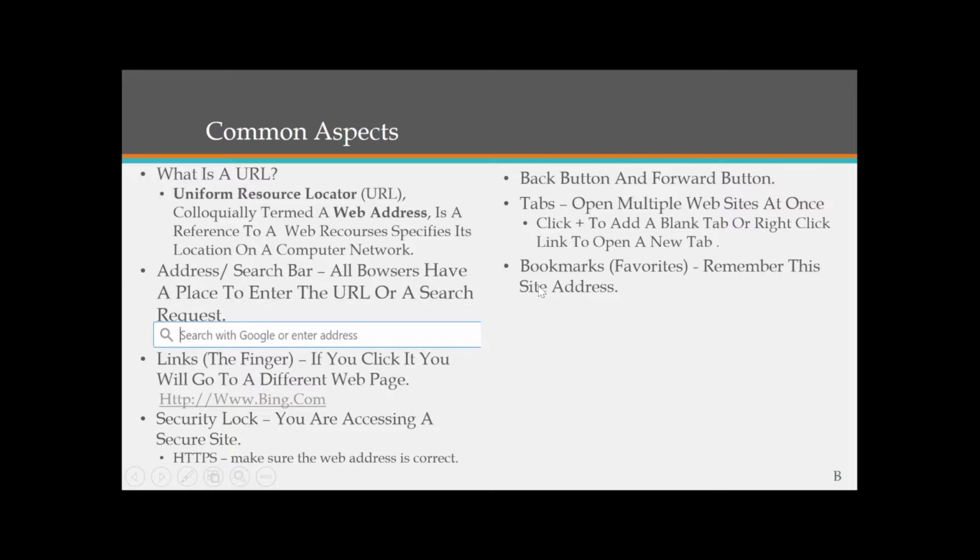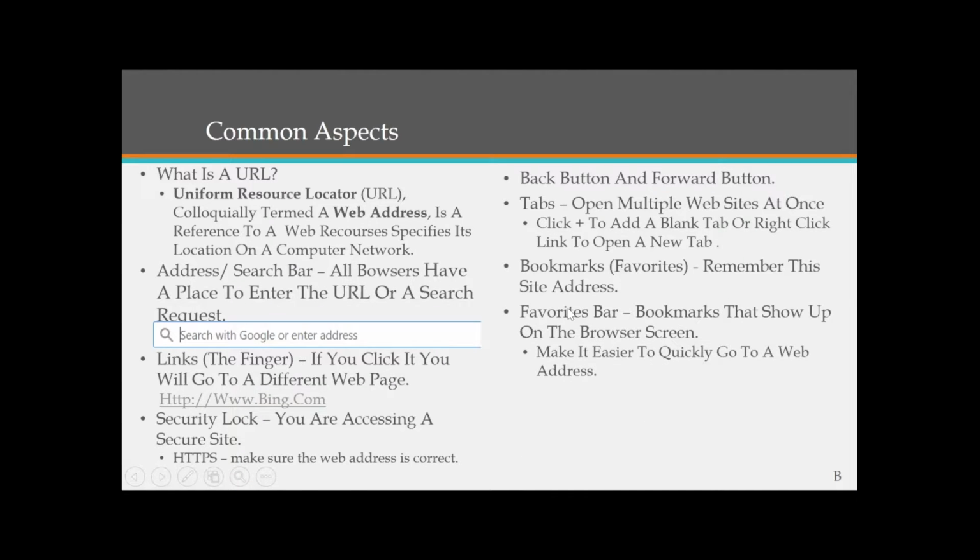Right? There's something called bookmarks. Sometimes the browser calls it favorites. These are sites that you may go to frequently, and you just want to remember the address so you don't have to type it in. And in many browsers, there's something called a favorites bar that contains the bookmarks or the favorites that you can actually see while you're on the main screen. And again, it makes it much easier to get from one site to another. We'll talk a little bit more about that in a couple minutes.